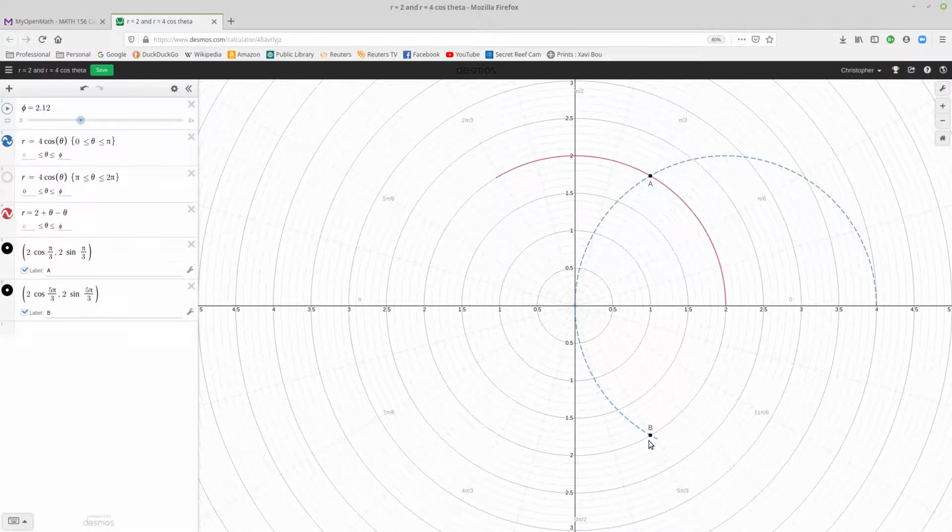Now, as we get to the point B, we can see that the red curve has maintained that constant radius of 2, but the blue curve is actually using a negative value of r. So it's actually using angles over here in the second quadrant between pi over 2 and pi to generate this part of the curve, and that's why we end up completing it a little bit sooner.